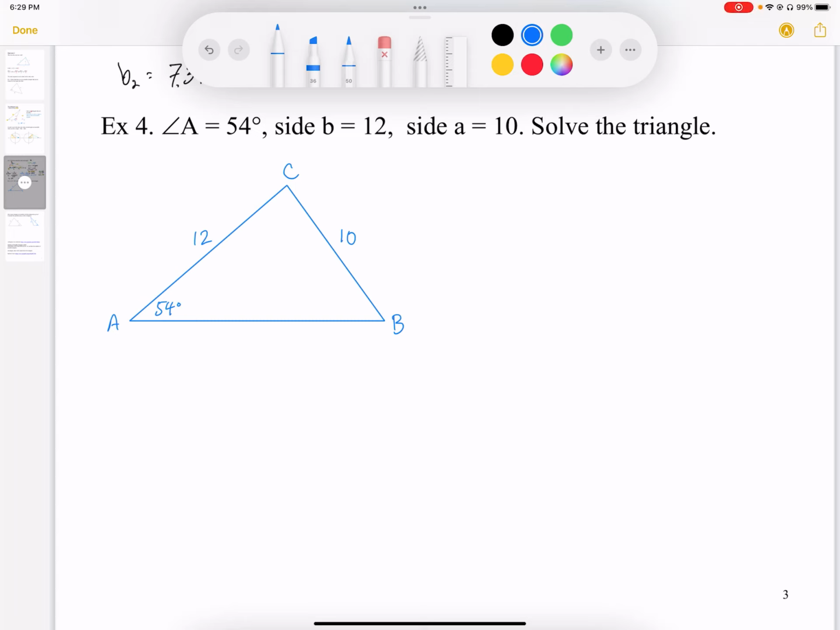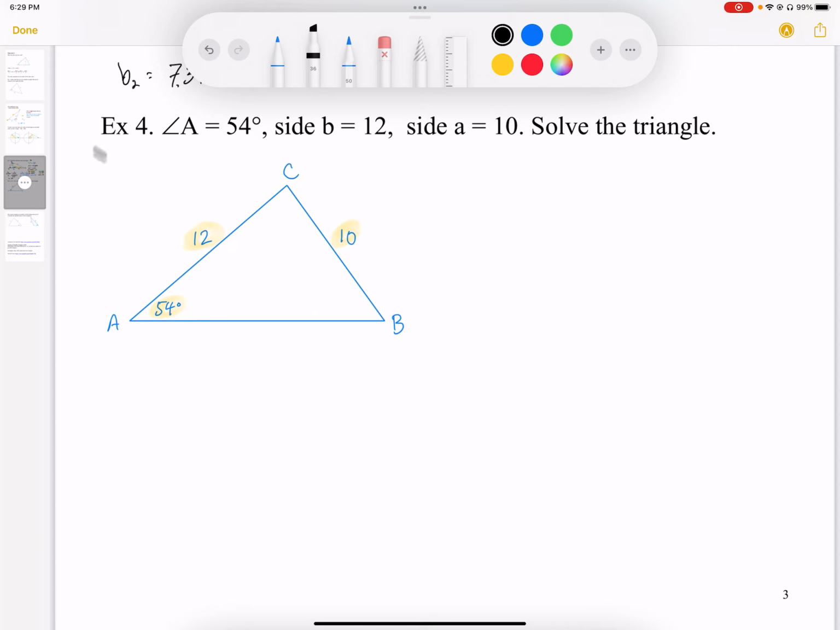In example 4, we've been given angle A is 54 degrees. So I've shown that in the bottom left corner. Side B, which is adjacent to angle A, is going to be 12. And side A, which is opposite to angle A, is 10. So when we take a look at this situation, we have an angle, side, side situation.